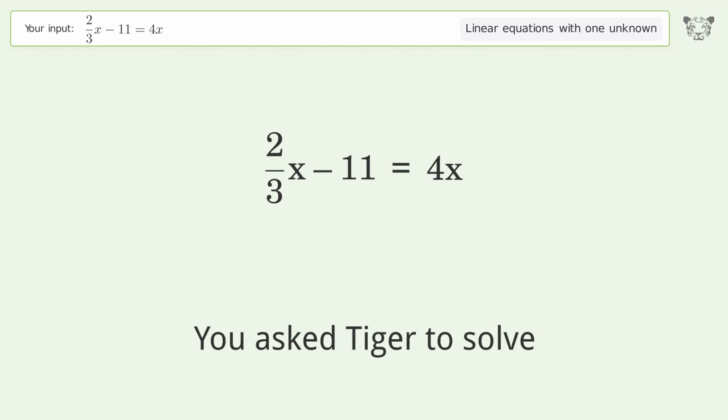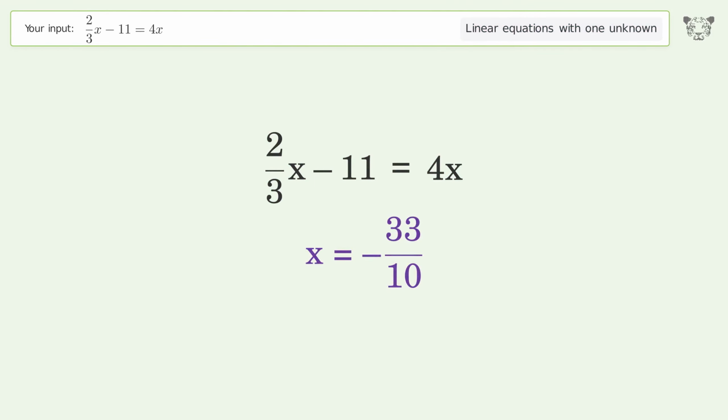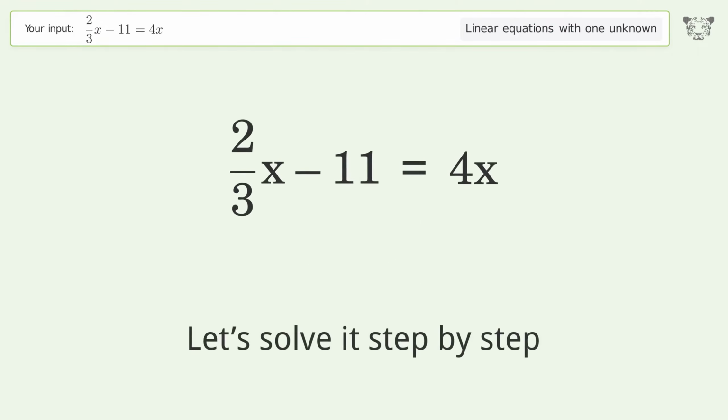You ask Tiger to solve this. It deals with linear equations with one unknown. The final result is x equals -33/10. Let's solve it step by step.